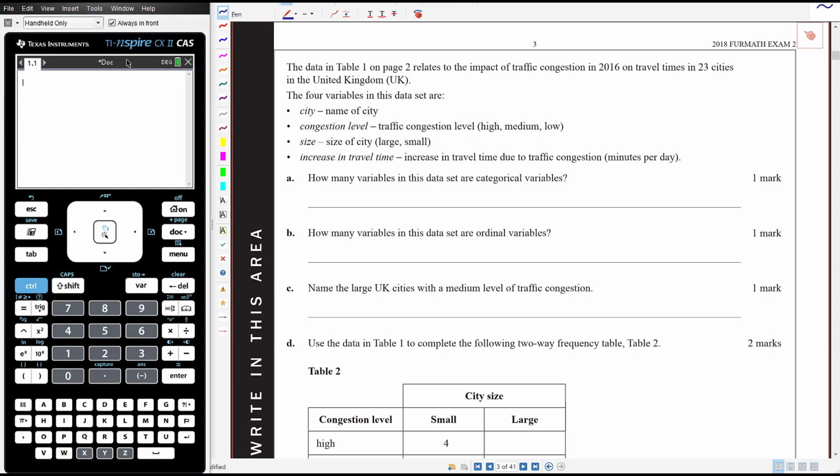So how many of the variables in this data set are categorical variables? I guess the question really is which ones are numerical and then the others are categorical. So increase in travel time is definitely a numerical variable, but the other 3 are all categorical. City is just the name of the city. Congestion level is grouped into 3 categories: high, medium and low. Size is grouped into 2 categories: large and small. So there are 3 categorical variables: city, congestion level, and size.